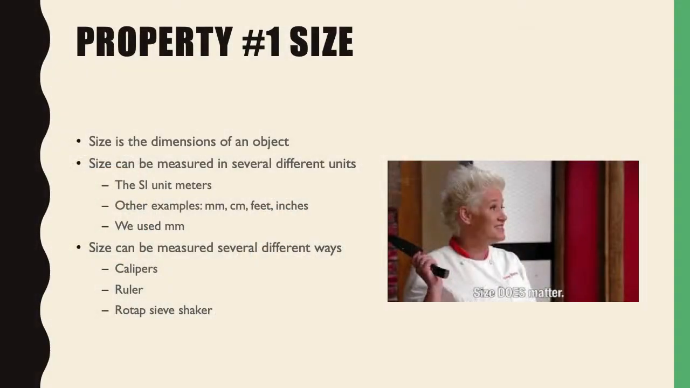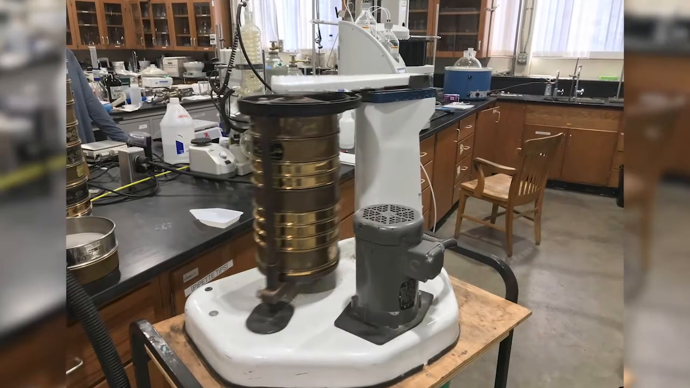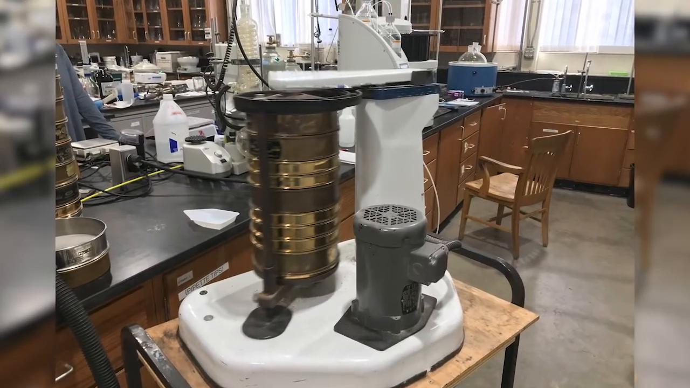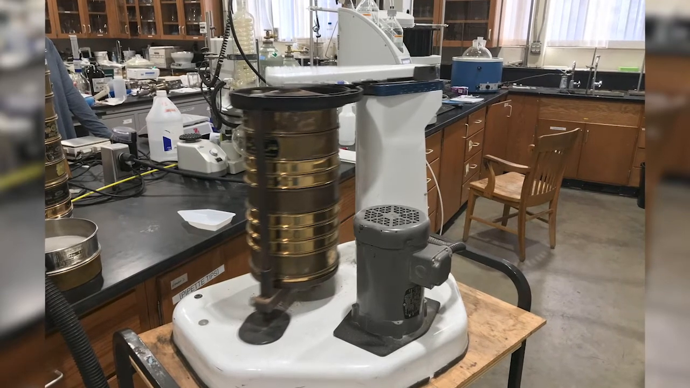The first property we tested was size. Size is the dimensions of an object, or in other words, how big it is. Size can be measured in several different units. The SI unit is meters. Other examples are millimeters, centimeters, feet, inches, and for this test, we used millimeters. Size can be measured several different ways, using calipers, a ruler, or in our case, a RoTap sieve shaker.